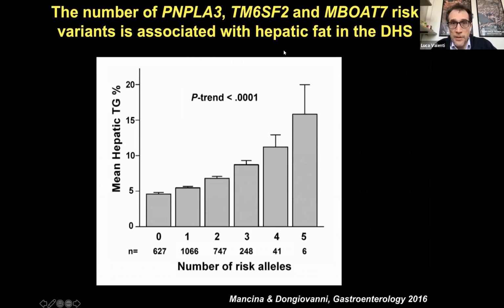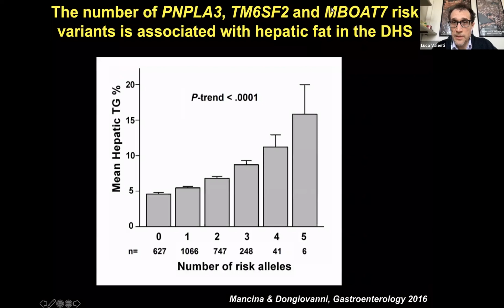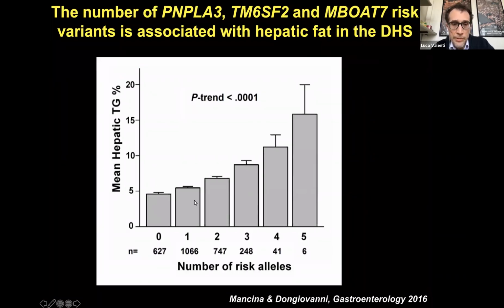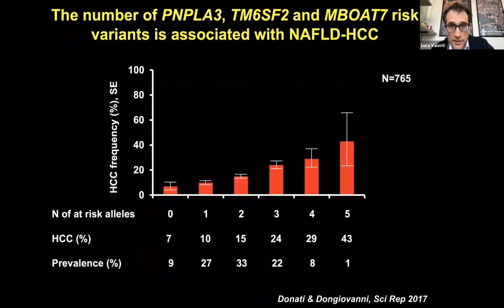So for example, here by adding two variants, PNPLA3 and TM6SF2, which is involved in the secretion of very low density lipoprotein, the retention of lipids in the hepatocyte, and MBOAT7, we already observed that the number of risk alleles at this loci was associated with a progressive increase in the risk of developing fatty liver and hepatic fat content in this population study, again, the Dallas study.